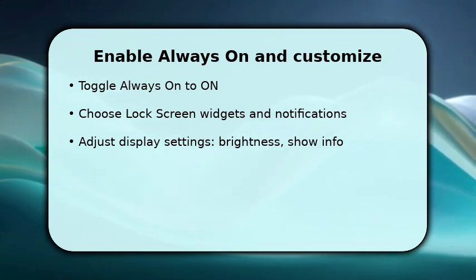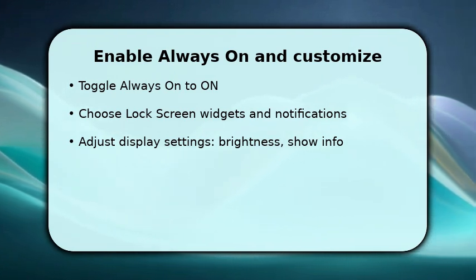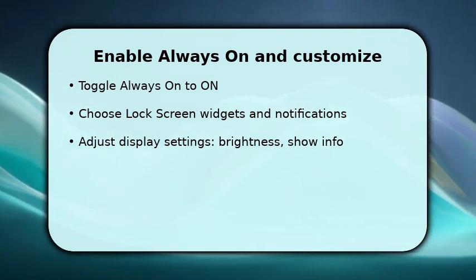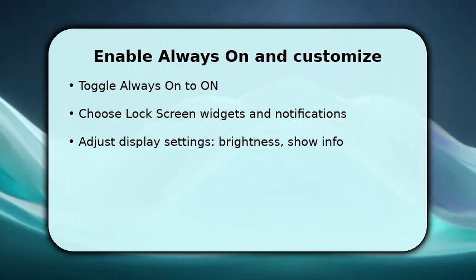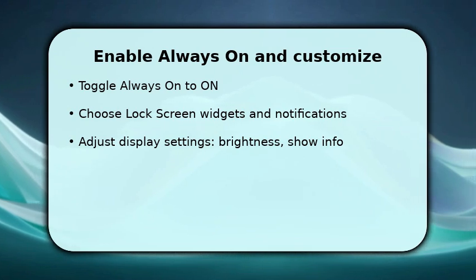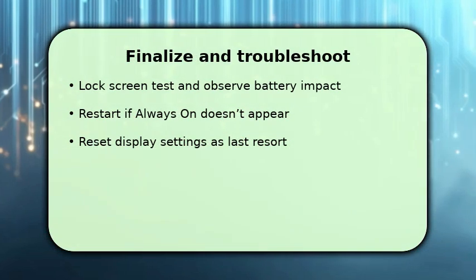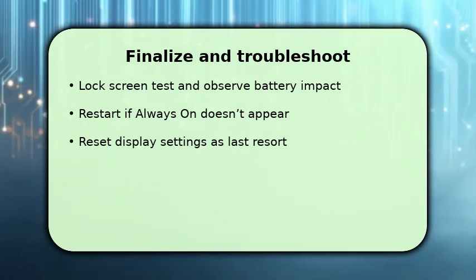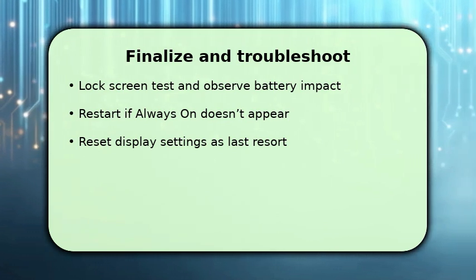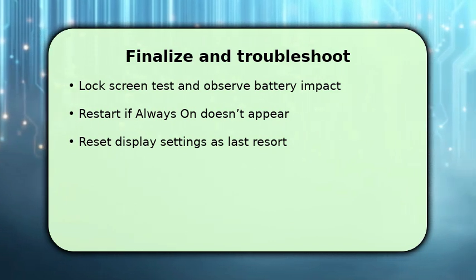Make sure to adjust display settings like dimming behavior and which information is allowed, because those choices affect battery life and readability. Once you set preferences, the phone will demonstrate changes in real time for quick validation. You finish by locking your phone and observing the always-on display to confirm widgets and notification behavior match expectations. This validates your changes.